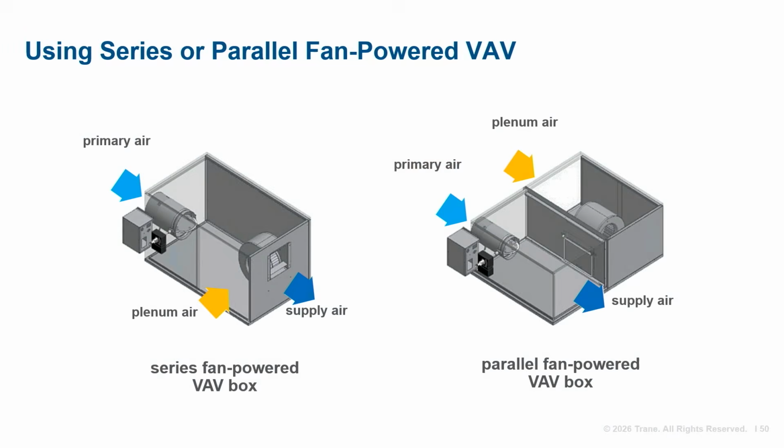These tend to be more energy efficient due to the fan only operating when additional heating is needed. There is generally less noise compared to the series VAV box since the fan runs intermittently based on heating demand, and there are fewer moving parts operating continuously. Thus, maintenance can be simpler and less frequent.